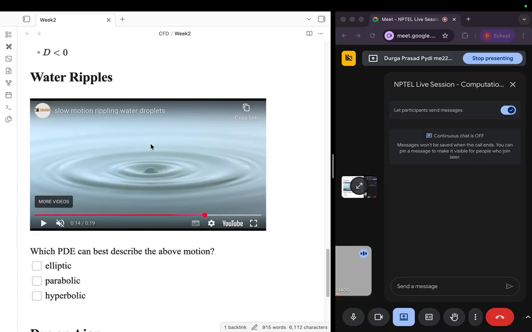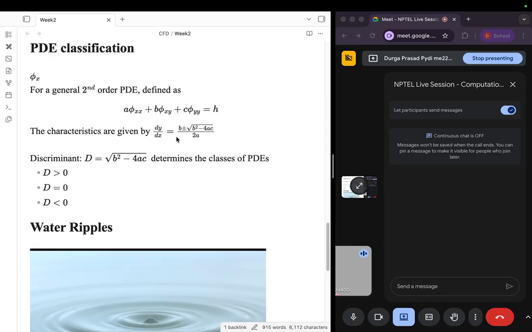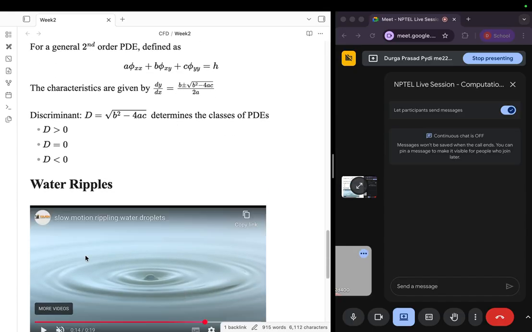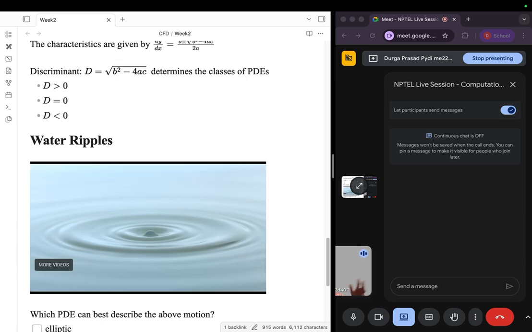If we want to model this phenomenon, essentially we want to understand or predict the height of the water wave as it travels as a function of time. If that is our variable of interest, then which type of equation we use depends on the mathematical characteristics of this equation. The important parameter here is that if you are sitting on the wave, then according to you, before and after the wave you didn't observe anything.